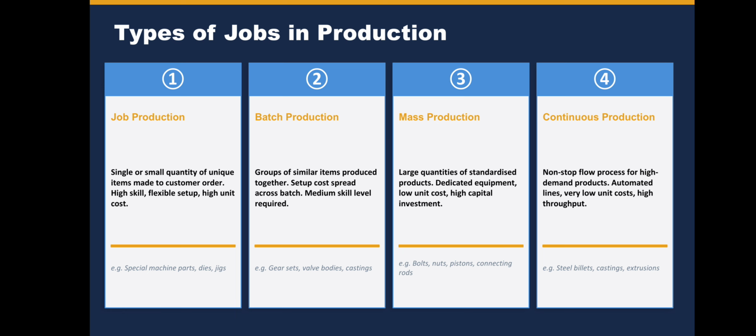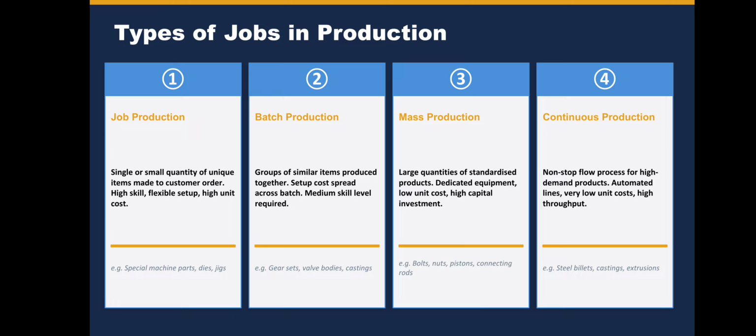Very large quantities of standardized products are produced by different ways. The final one is continuous production.